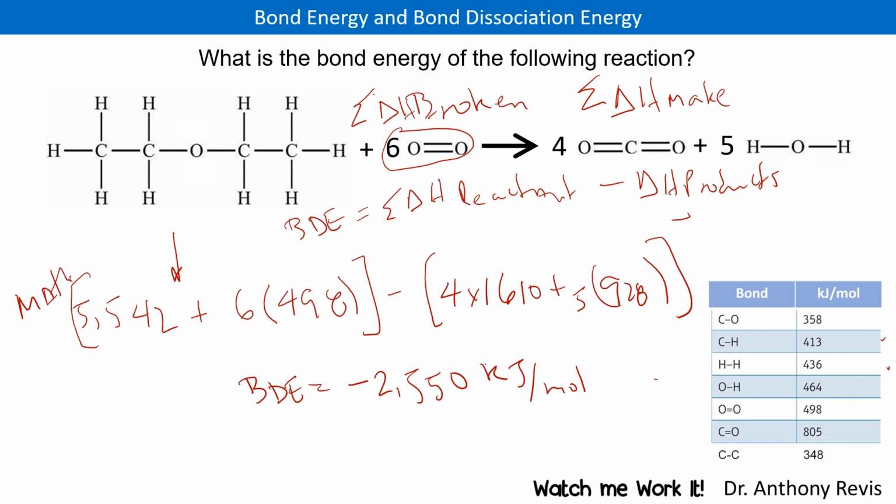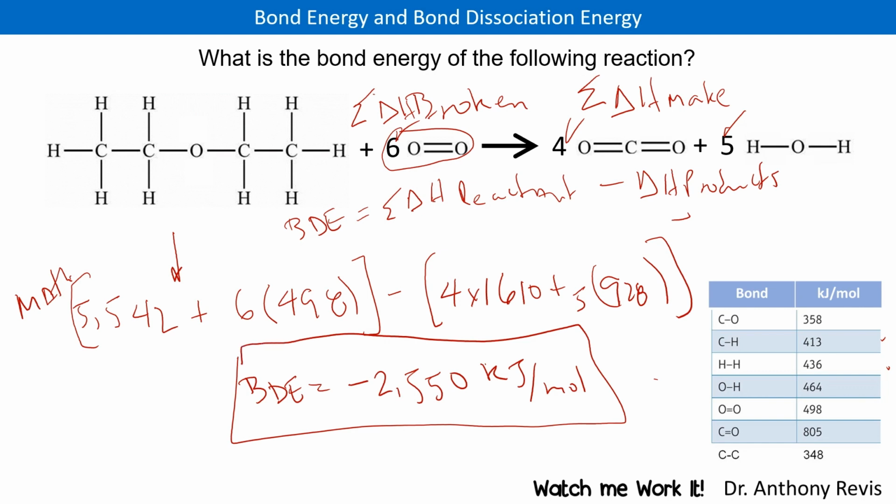The key is to sum up all the energy within each of the molecules, and you do that by looking at the table and taking the values of each of the bonds. Note your stoichiometry. For example, oxygen was 6, here's 4 carbon dioxide, and there's 5 waters here. Okay, so you pay attention to your stoichiometry, put in the values, and you run them through in your calculator or by hand. And don't forget to finish with your units. So there you have it. That's how we do bond energy and bond dissociation energy.